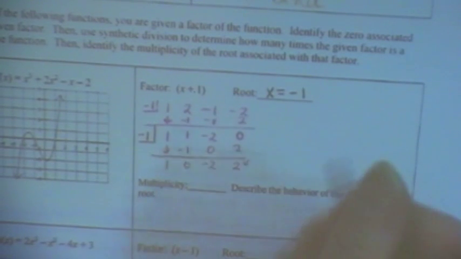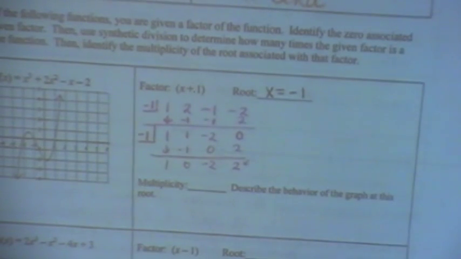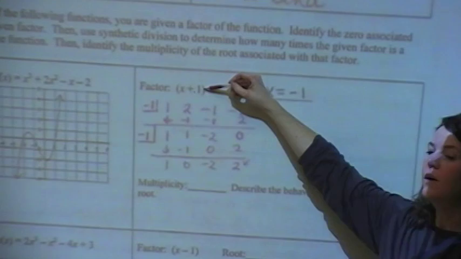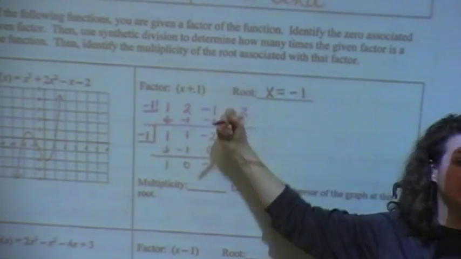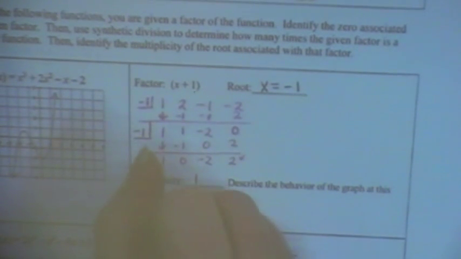Nope. So this time, what's the multiplicity of this factor? 1. It only worked one time, so the multiplicity is 1. And you can go look at it. The factor was negative 1 right there. It does pass through. The behavior of the graph, it passes through.